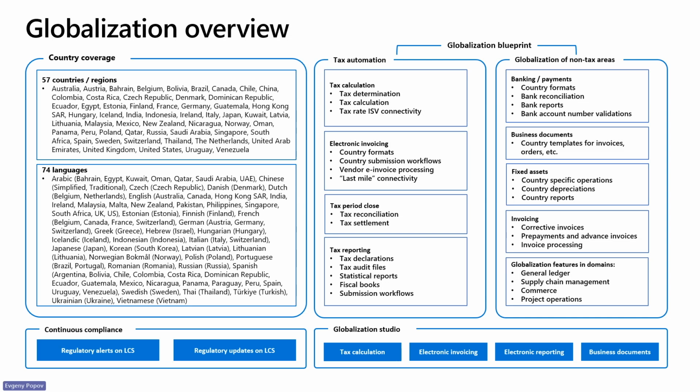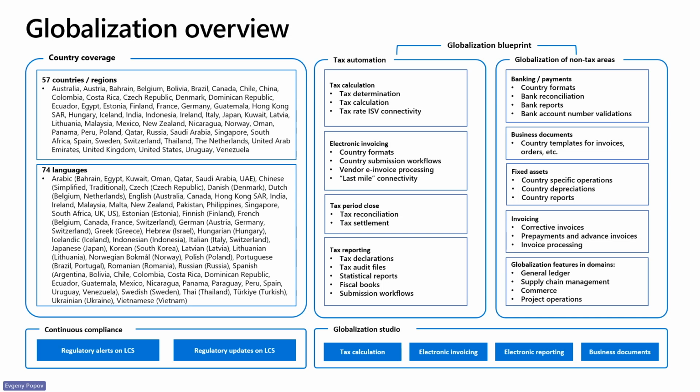Our main focus is tax automation, which includes features ranging from tax determination, applicability and calculation, to electronic invoicing, tax period close, tax reconciliation, settlement, and tax and regulatory reporting. We also provide capabilities in non-tax areas, covering many business processes supported by our products.